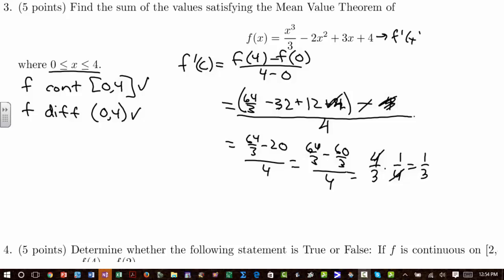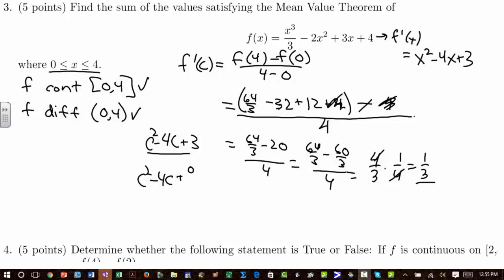f prime of x is equal to x squared minus 4x plus 3. So f prime of c is going to be c squared minus 4c plus 3. So this is equal to 1/3, or c squared minus 4c, and I'm going to subtract the 1/3 from both sides. That's 9/3 subtracted by 1/3. That's going to be plus 8/3 is equal to 0.